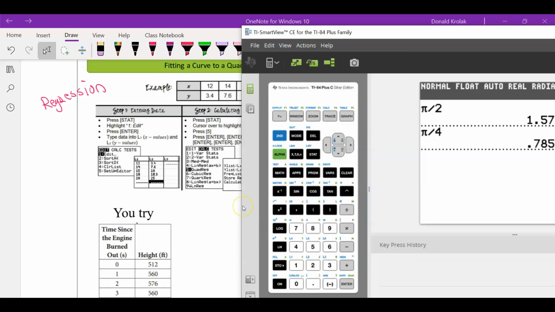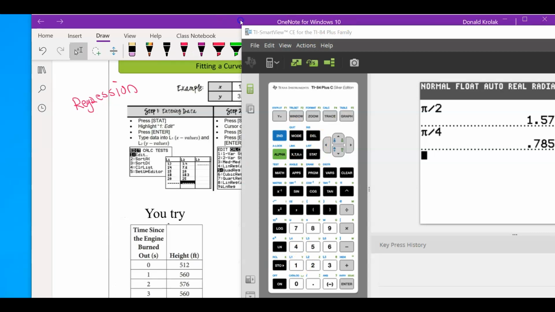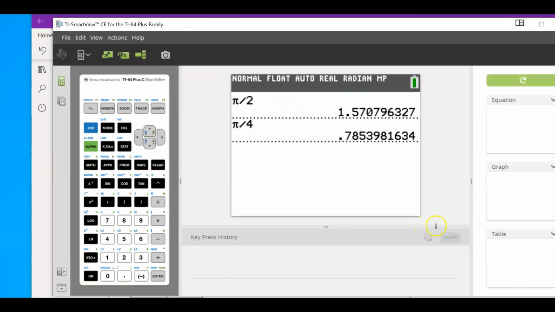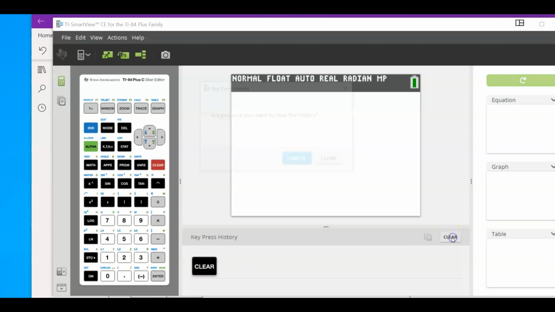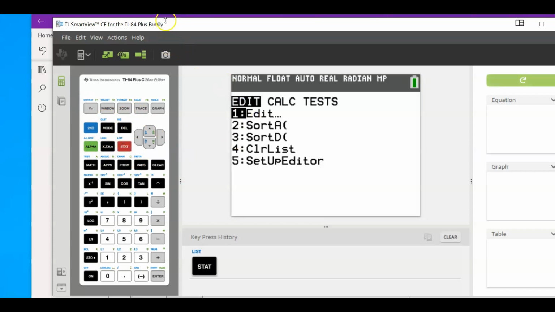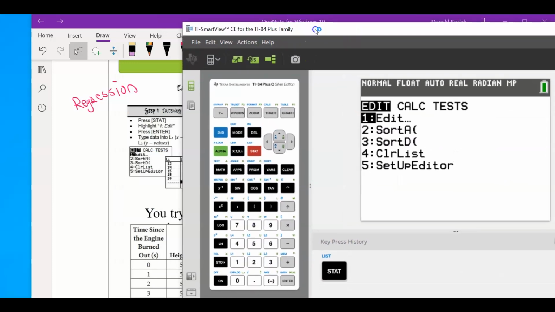Okay. So to do this, you have to do a stat plot. So you're going to go to your calculator and press stat. Here's the stat key. So I'm going to press stat, and then I'm going to highlight number 1 where it says edit, and then hit enter.